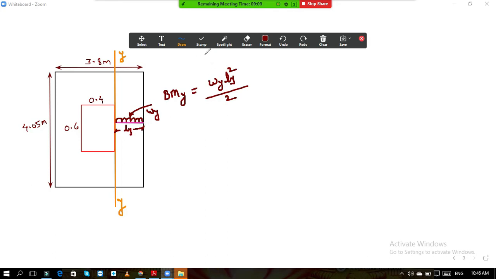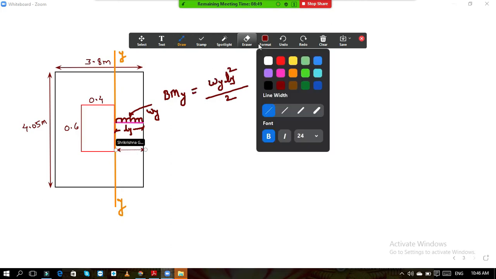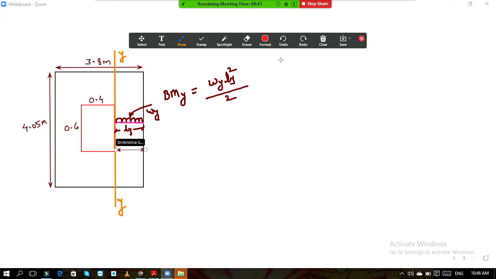So how do we calculate the length now? For that purpose, this total is 3.8, this is 0.4. So what was the remaining length? If I want to calculate this remaining span, how to calculate that? It is 3.8 minus 0.4 divided by 2. So this is 1.7 meter.